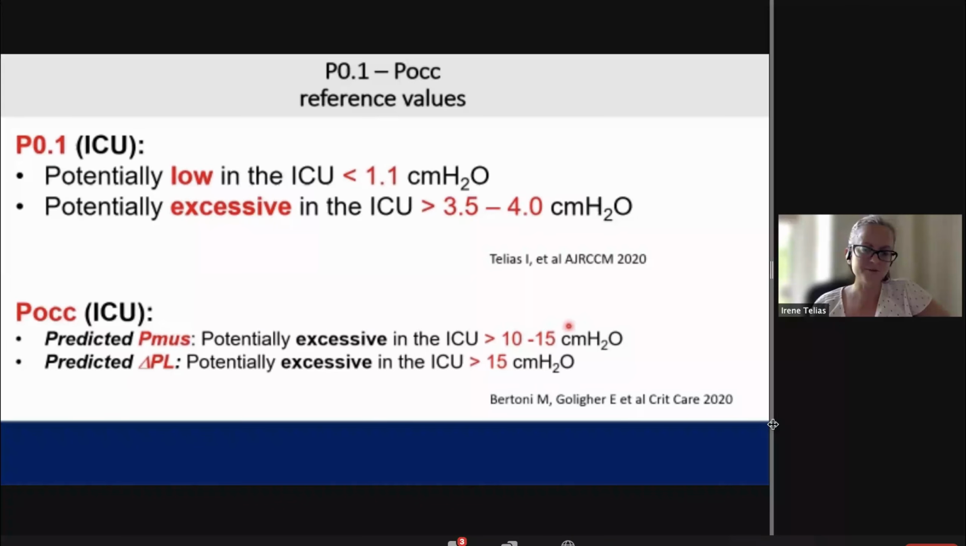As I already reinforced, these are the thresholds that we are currently using for low and excessive effort for P.1. For PMAS, we only use this POCC value for excessive effort. It's not very good for low effort. So PMAS more than 10, 15, and the delta transpulmonary pressure more than 15. These values we are still reviewing them and are based mostly on data known from passive mechanical ventilation.